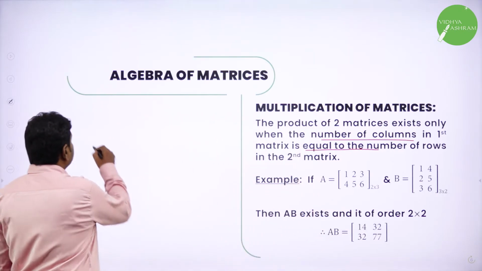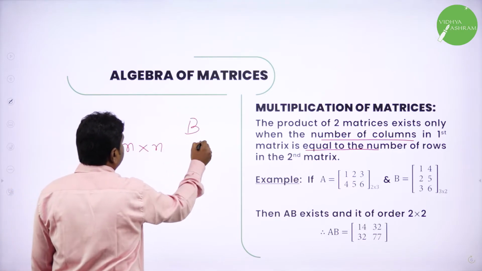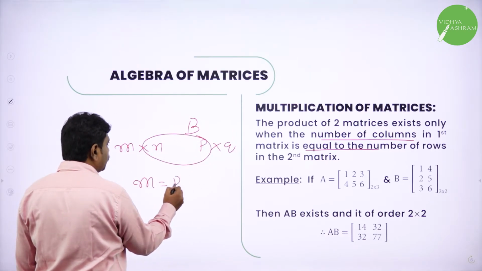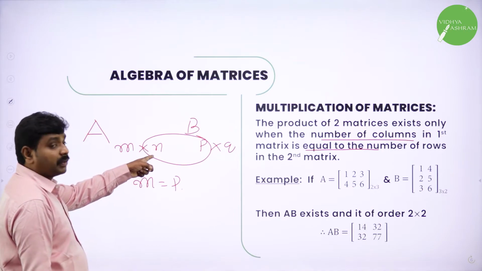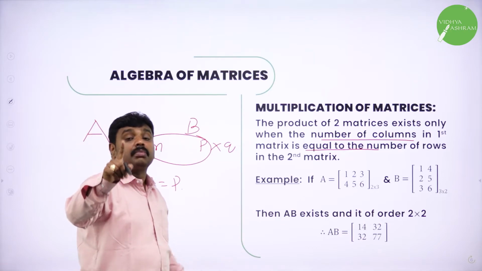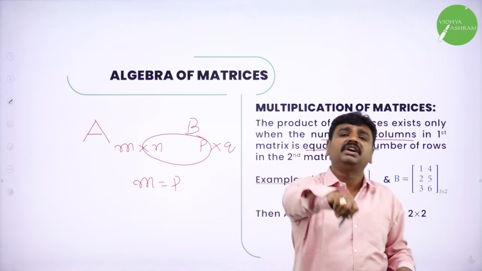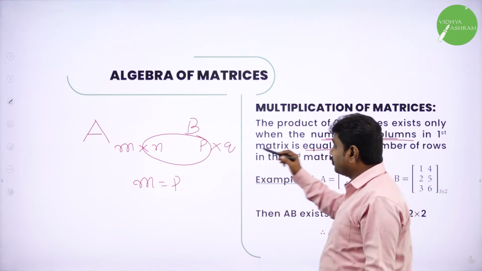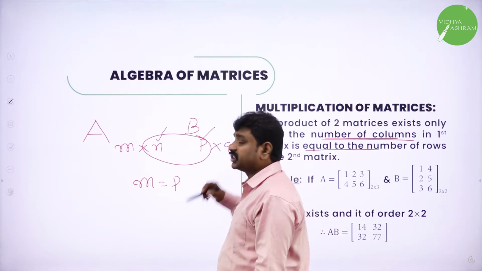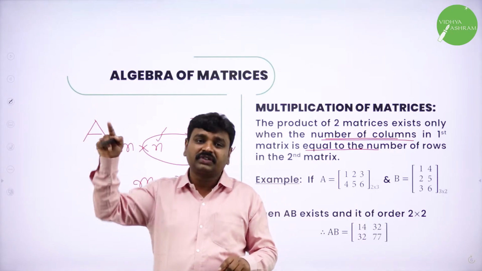For example, A is of order m cross n and B is of order p cross q. Then you should see these two. If n is equal to p, then you can multiply. What is n? Number of columns of first. What is p? Number of rows of second. If the number of columns of the first matrix is equal to the number of rows of the second matrix, then you can multiply. Number of columns of first means the second entry, should be equal to number of rows of second, meaning the first entry.